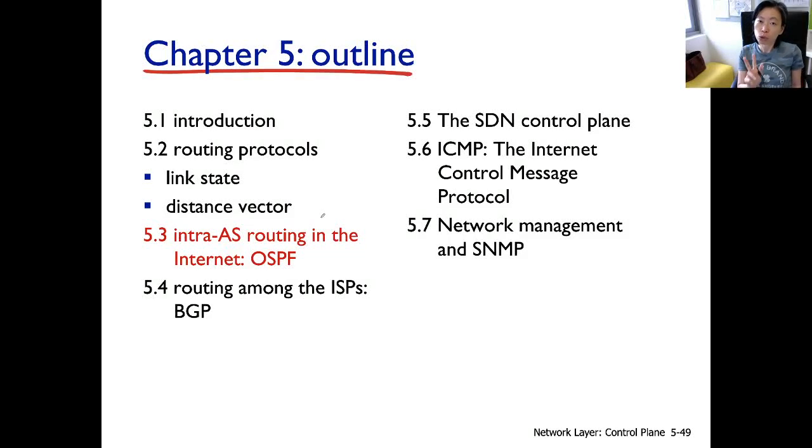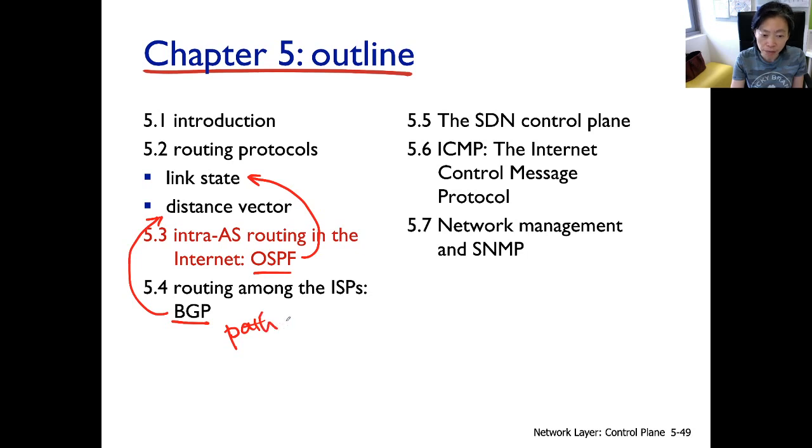Next, we'll be talking about two routing protocols that are actually running on the internet. First is called OSPF, and it's based on the first principle, link state routing. It implements the Dijkstra algorithm. The second, BGP, is based on the other routing principle, distance vector routing. Well, to be exact, BGP is not just distance vector routing. It's an extension of distance vector routing. It's the path vector routing protocol.